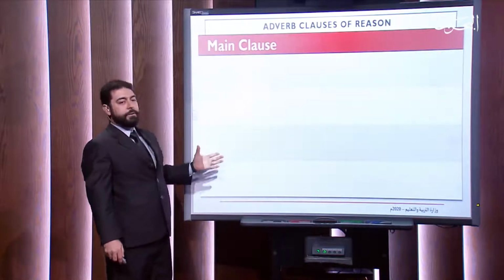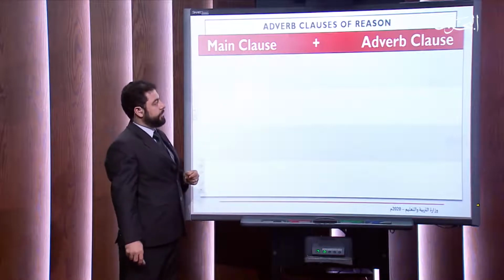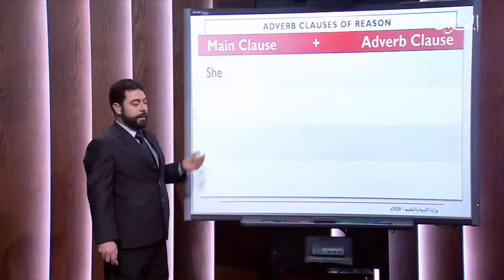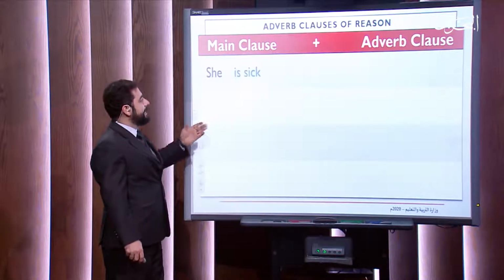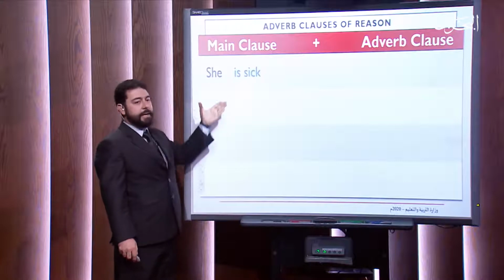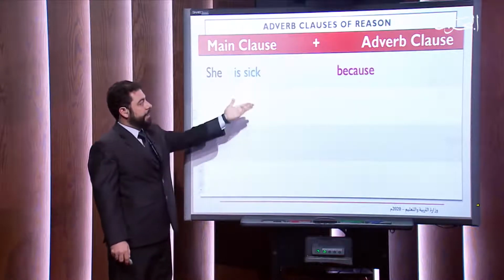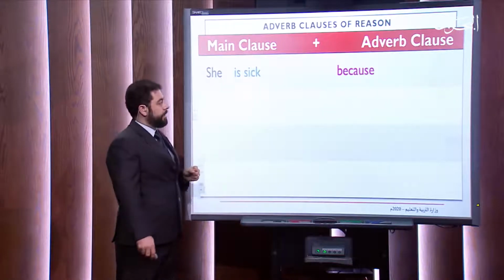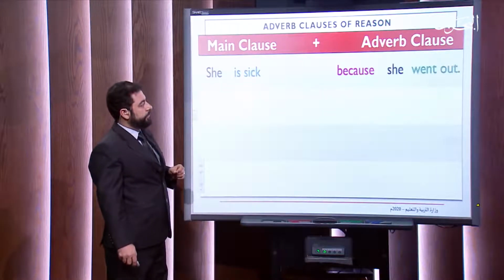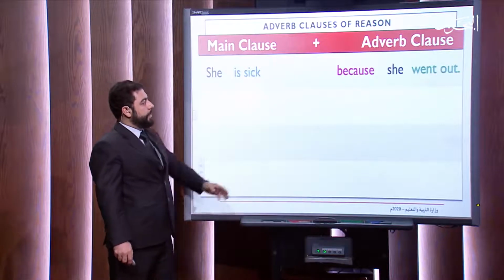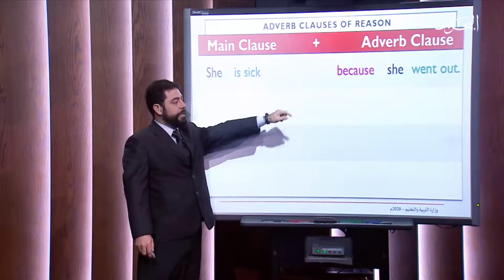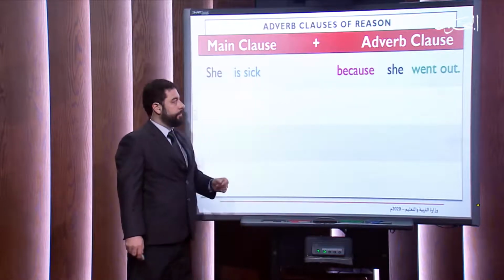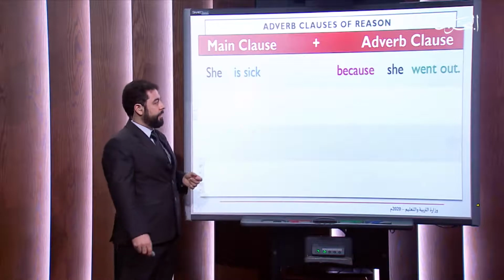Now we have the main clause and we have the adverb clause. So, what do we write in the main clause? We start with a pronoun, a subject, like she is sick. She is sick is a main clause. Then I add the adverb clause, because. I use the adverb vocabulary, because. She went out. You see? Because I had the adverb of reason, because, the whole clause becomes an adverb clause. She is sick because she went out.